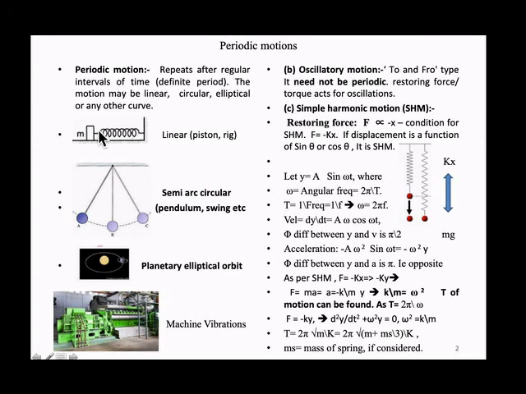It can be linear. Suppose if I pull this mass, it will do oscillations, as the spring will pull it back, and when compressed, it will push it back. So it is linear oscillation. Similarly, a pendulum has arc oscillations. Then this planet's revolution around the sun is also periodic.